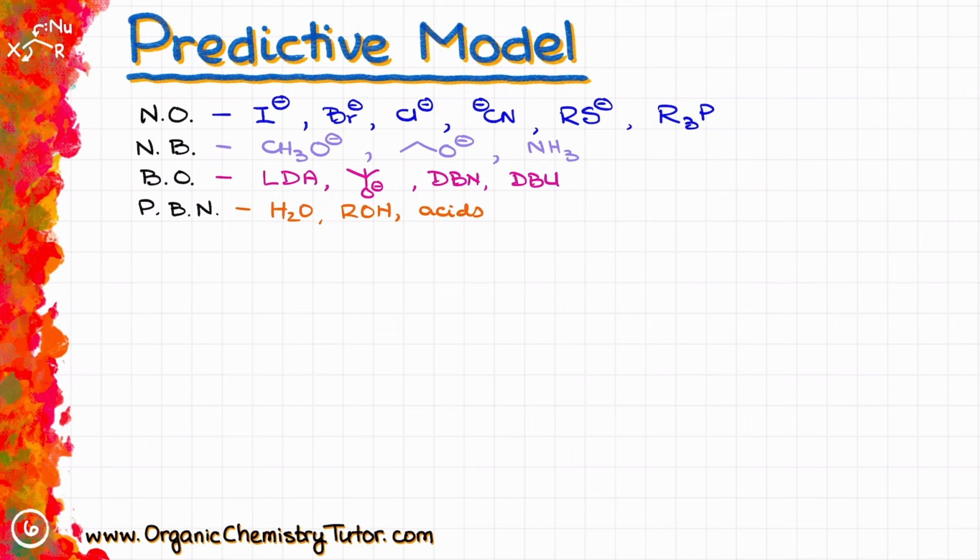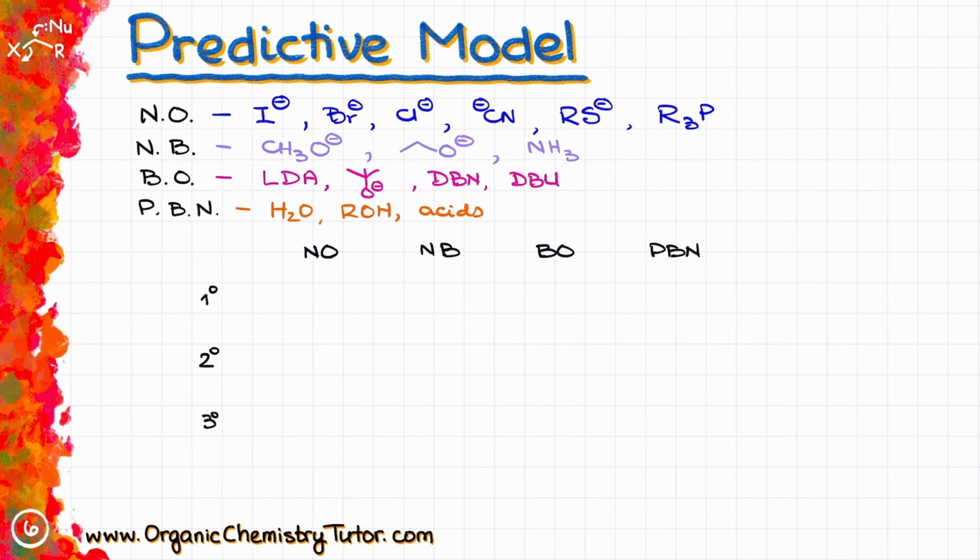Now, once you have established what type of reagent you have, you're going to look at the position of your leaving group. And our leaving group can be either primary, secondary, or tertiary. That gives us essentially a decision table. We can have our substrate reacting with the nucleophile only, with a nucleophile/base, with the base only, and finally, with a poor base and nucleophile.